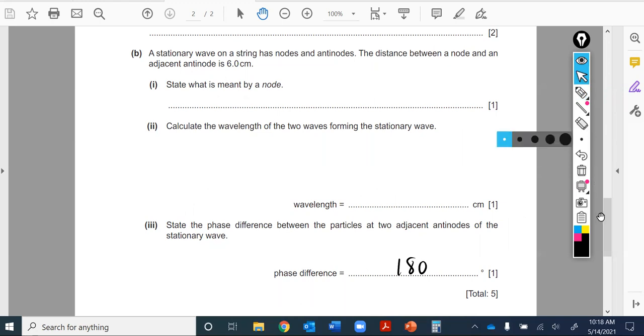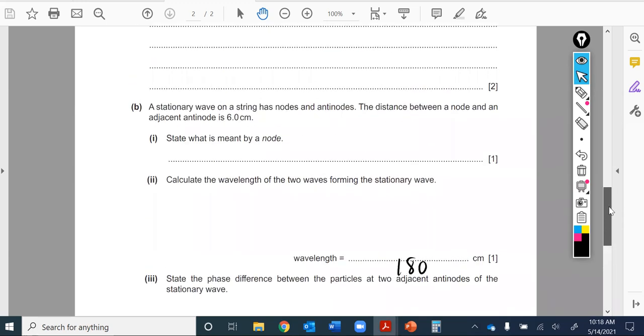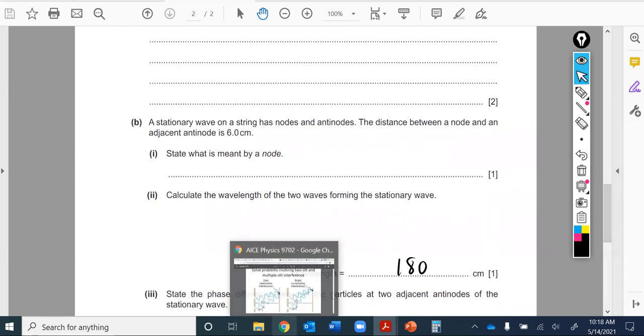All right, let's take a look at giving ourselves some immediate feedback on this. And so this is paper 21 from October, November 2020. Let's see if I can cue up the mark scheme here.